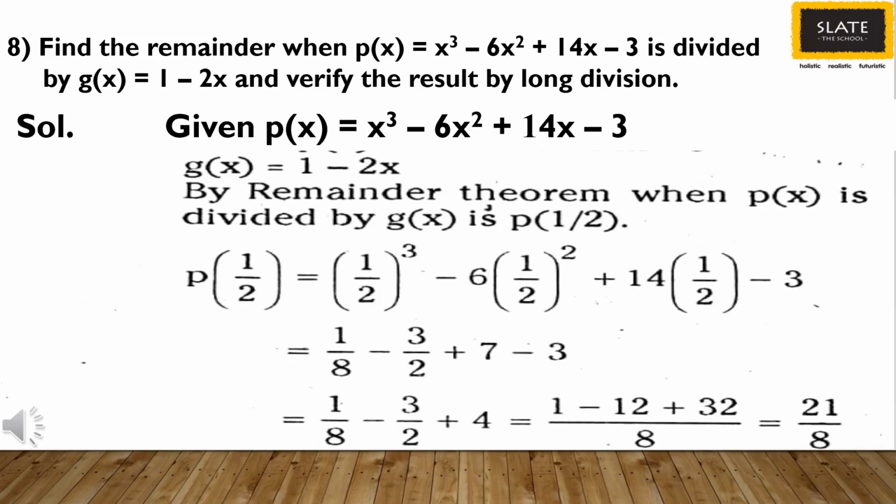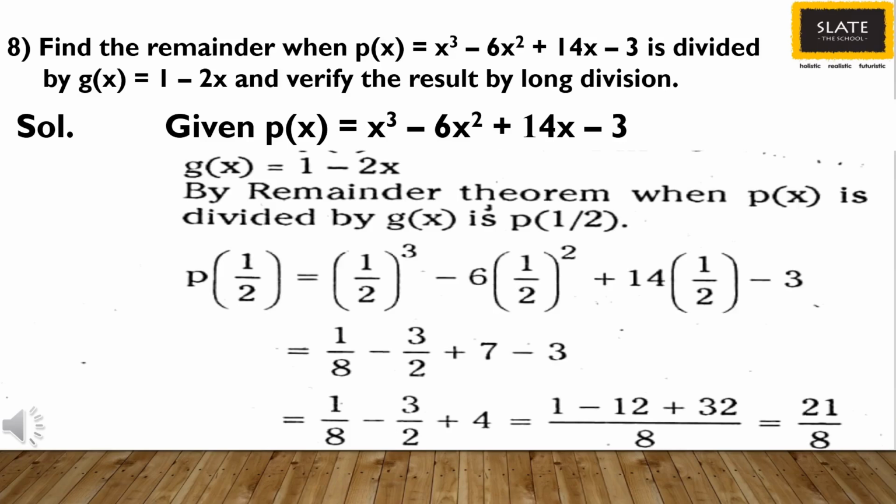Next question. Find the remainder when p of x is equal to x cube minus 6x square plus 14x minus 3 is divided by g of x is equal to 1 minus 2x, and verify the result by long division. Let us see the solution. It is given that p of x is equal to x cube minus 6x square plus 14x minus 3 and g of x is 1 minus 2x.